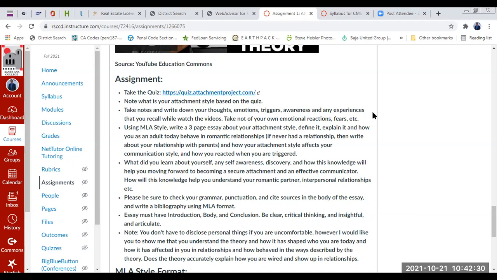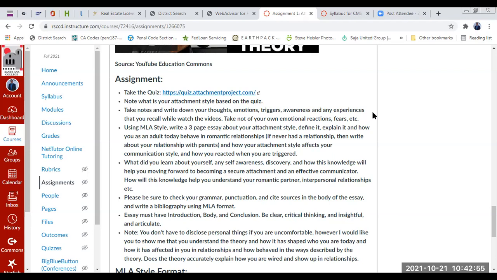If you've never had a relationship, then write about your relationship with your parents. How your attachment style affects your communication style. Does it cause you to be passive aggressive? Do you break down in communication? Do you shut down? How do you react when you're triggered? What are some of the behaviors that you exhibit when you're in a period of attachment distress, right?